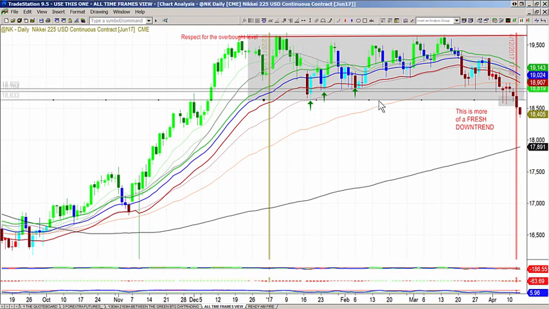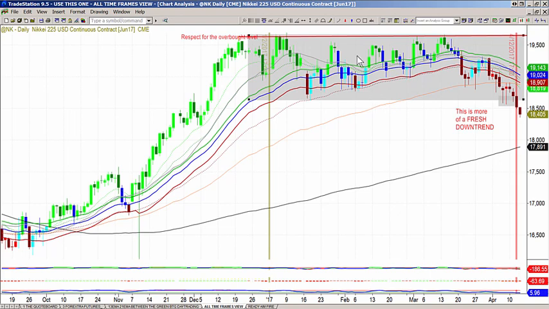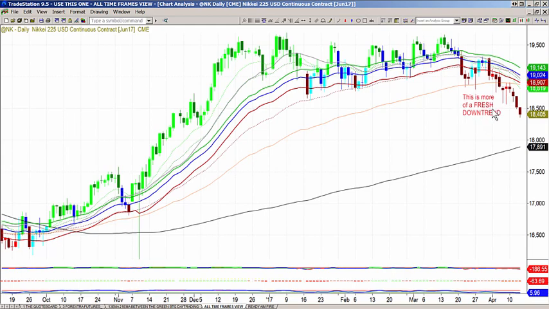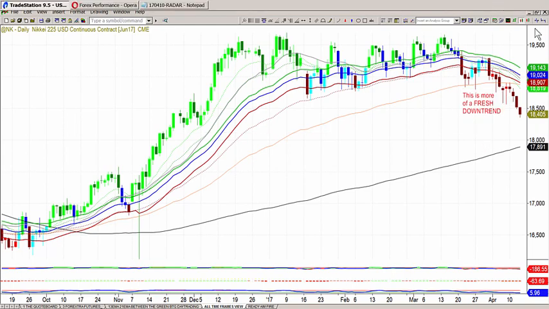And therefore, the best thing I can do, and this is always the best thing to do, once you not only get stopped out of a particular trade, but you see the signs that the underlying market trend has shifted, get rid of the old notes, abandon what it was you were once looking at, just ditch that paradigm, because this is a fresh downtrend.